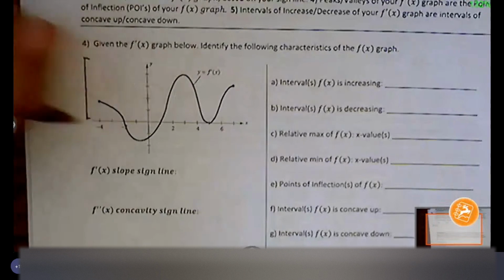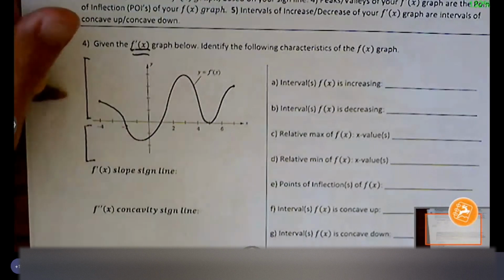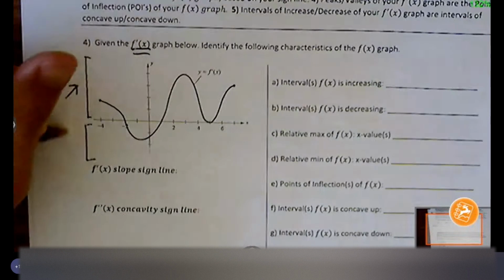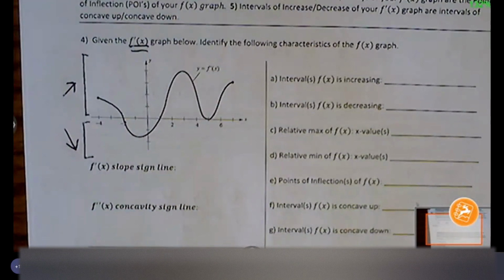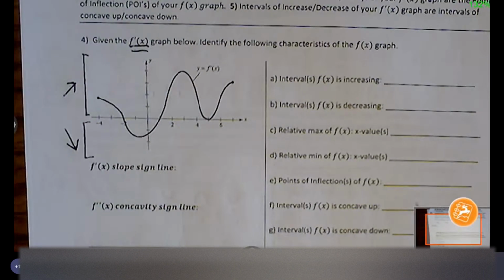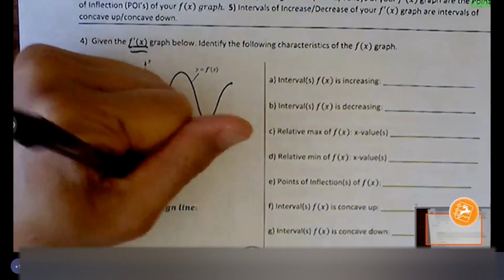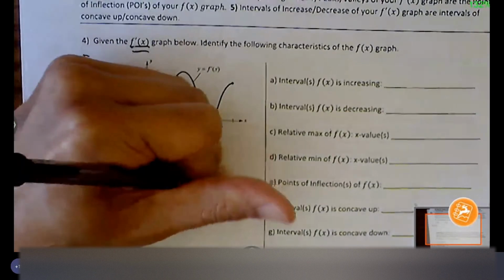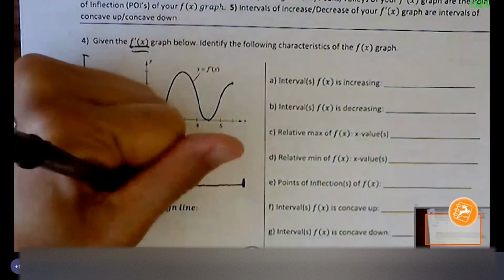So we'll focus our attention on the F prime sign line. We're looking at an F prime graph. If I want to gather information about the original graph, I would like to give myself some visual reminders. Above is going to represent positive slope. Below is going to represent negative slope. So here's my F prime sign line. I'm going to start off with my endpoints, from -4 to 7.